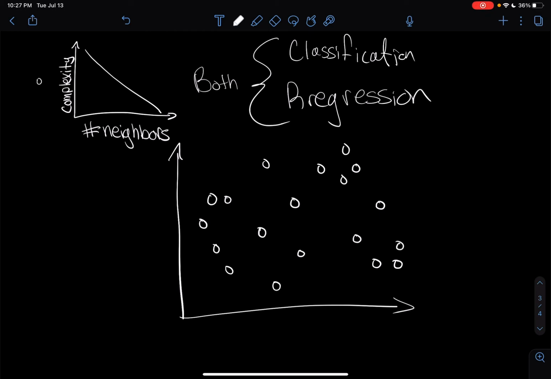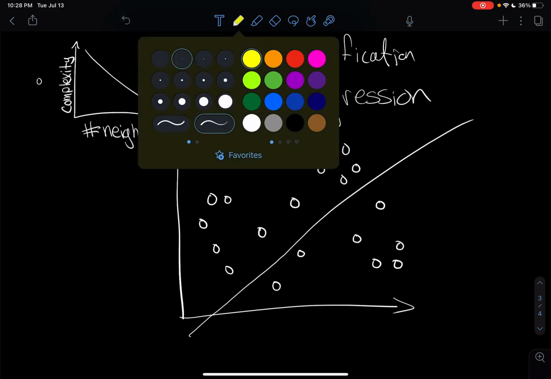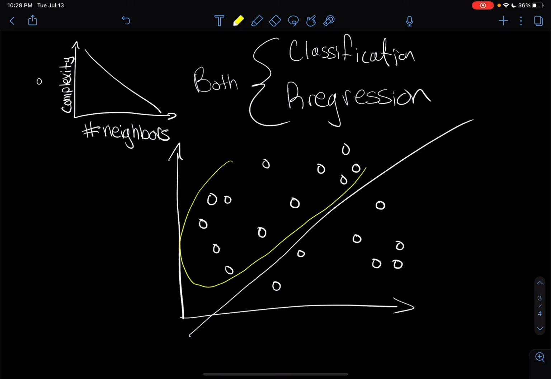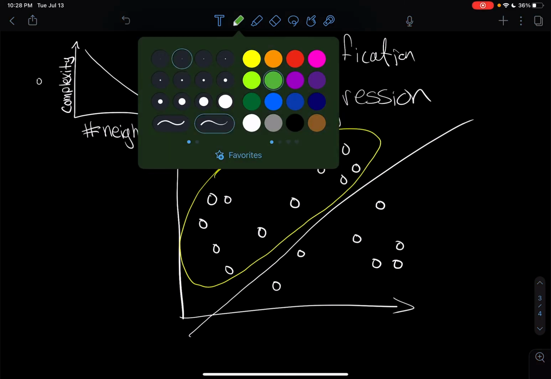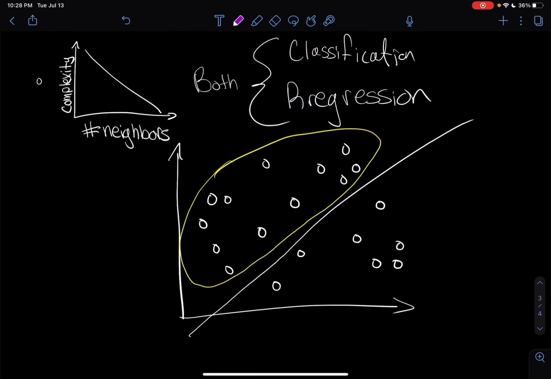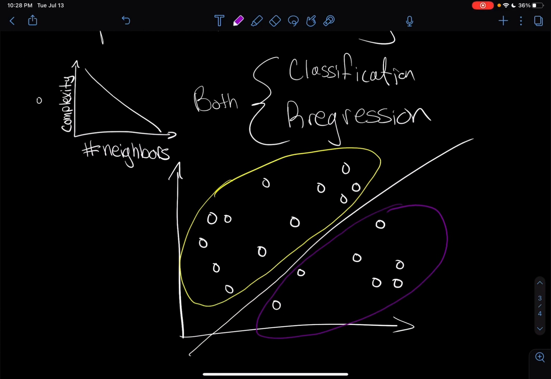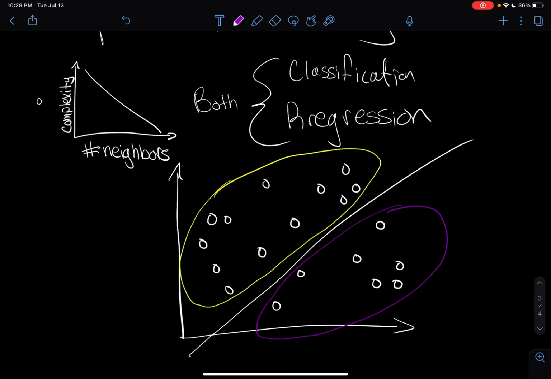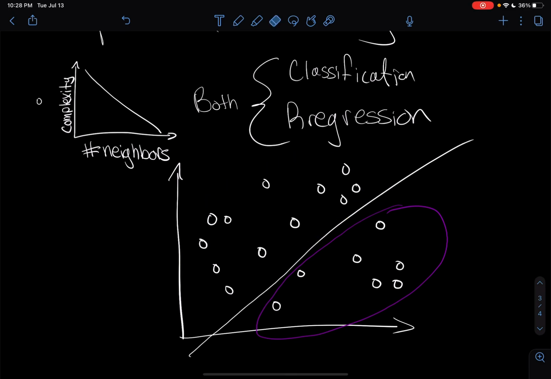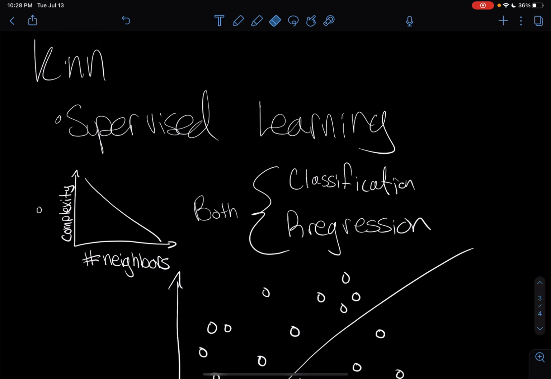Before we get into how the actual algorithm works, I'm going to draw this divider line. We're going to say everything in this region is a part of class 1, and everything in this region is a part of class 2. We want to use this algorithm called K-nearest neighbors to figure out these classes, because we're not told them at the beginning. We have to learn them through machine learning.